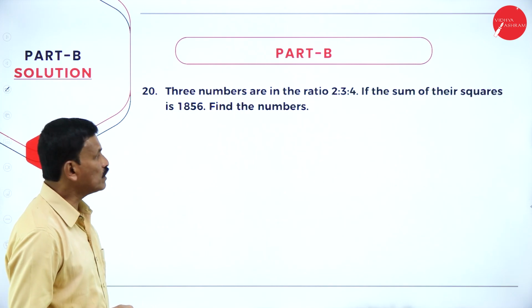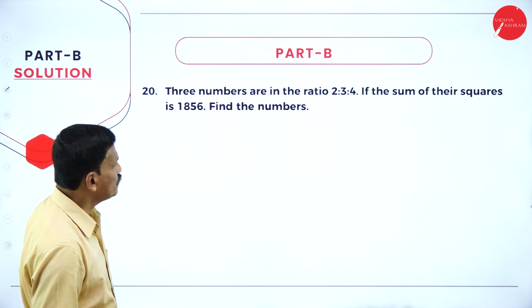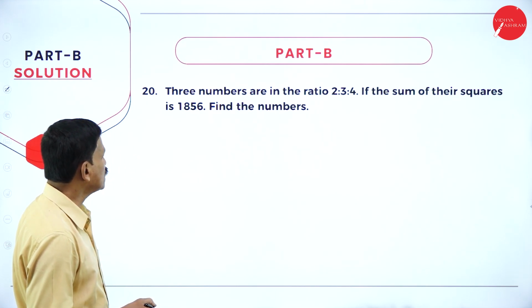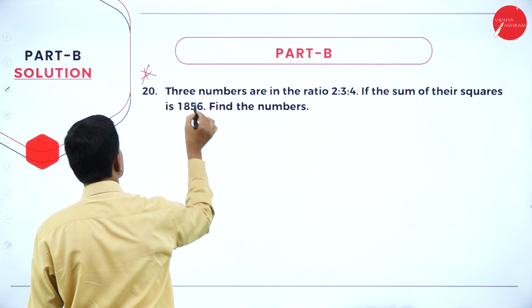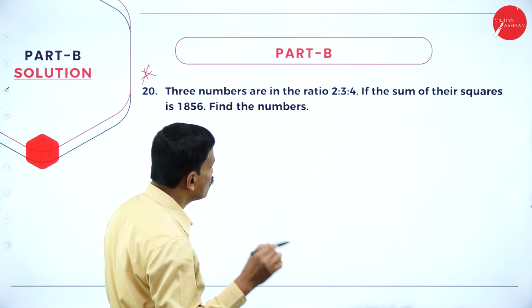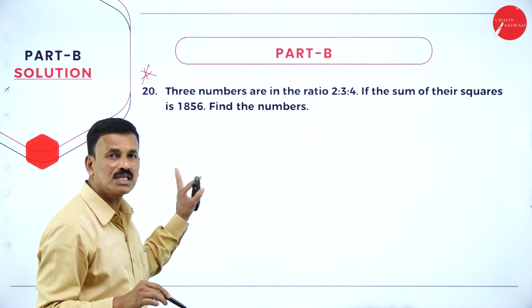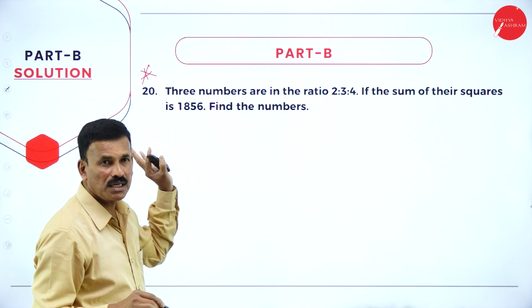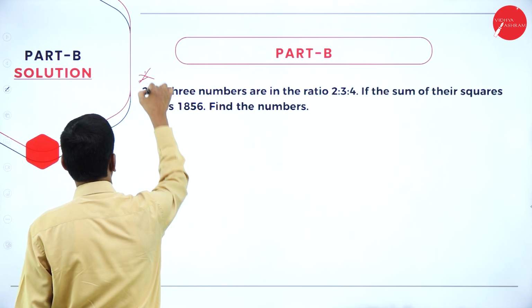3 numbers are in the ratio 2:3:4. If the sum of their squares is 1856, find the numbers. This is also an important problem for 2 marks. 3 numbers are in the ratio 2:3:4. If the sum of their squares is 1856, then we have to find those 3 numbers. This is an important problem.